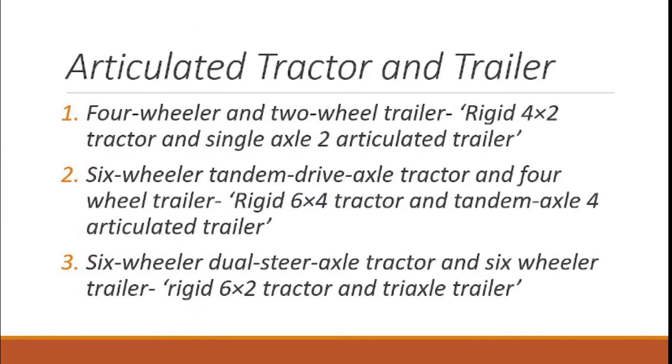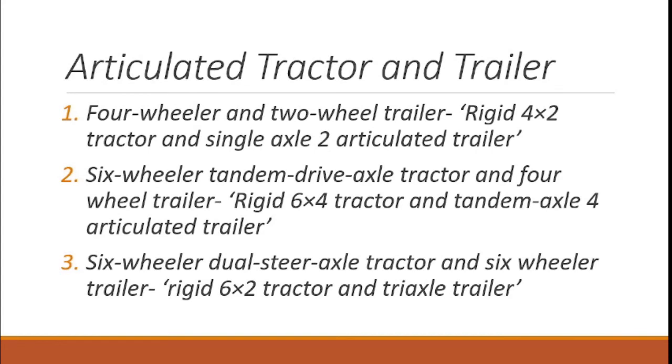So this one will have a 4x2, meaning 4 wheel locations at the tractor, and 2 of those are for driving. And then we'll have an articulated trailer at the back with a single axle or 2 wheel locations. Then we have a 6-wheeler tandem drive axle tractor and 4-wheel trailer. That is a rigid 6x4 tractor and tandem axle for articulated trailer.